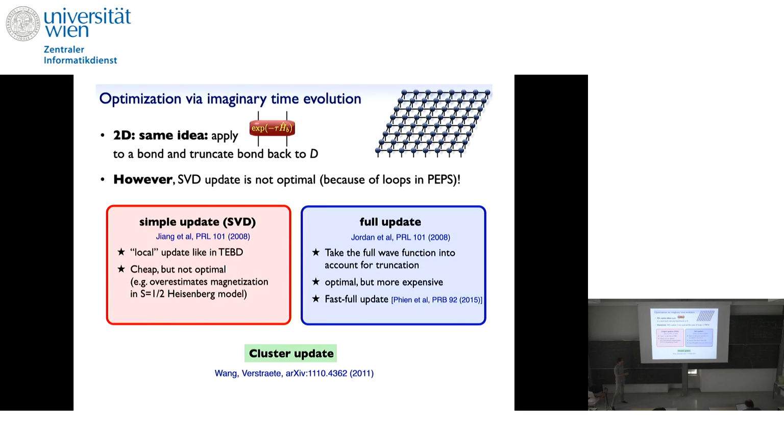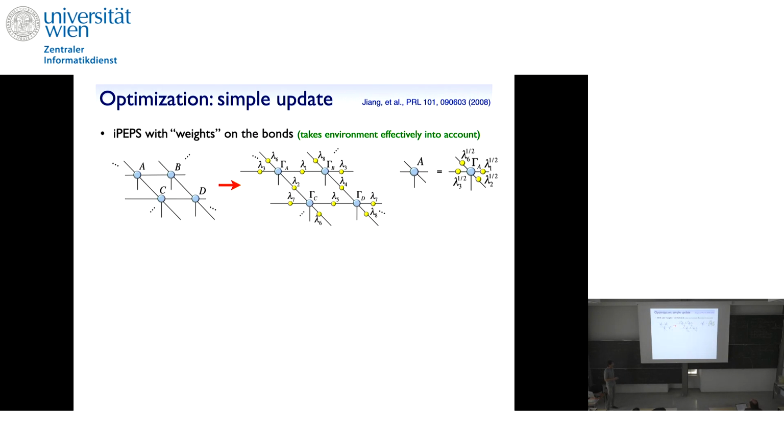Then there's also another approach called cluster update, which is in between these two. So instead of doing a full contraction, you just consider a cluster of sites for the truncation. So let me just show you these approaches in a bit more detail.